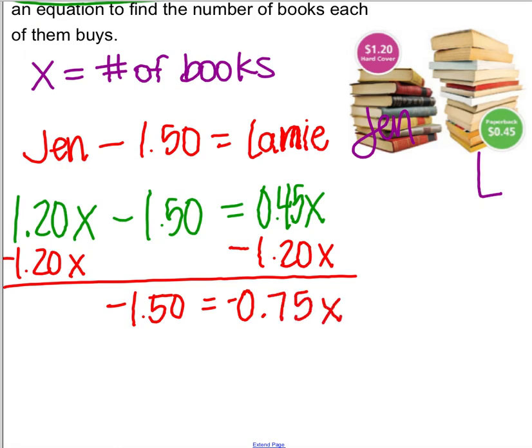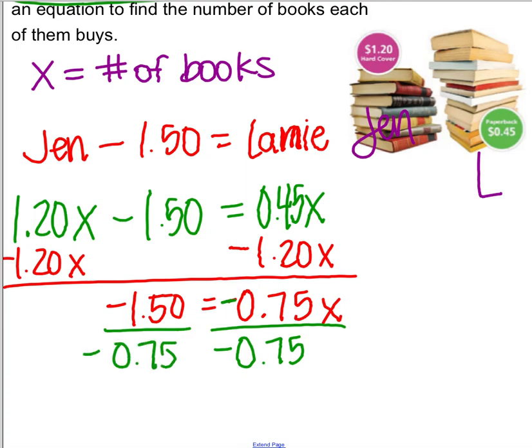So now, don't be scared of the decimal. We're going to divide by my coefficient. Even though it's negative, that's okay. 75 cents on both sides. So I'm left with positive x, which is my number of books. And what is negative $1.50 divided by negative 75 cents will be positive 2. That means that both girls bought 2 books.